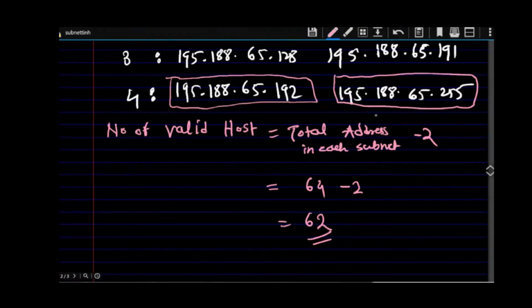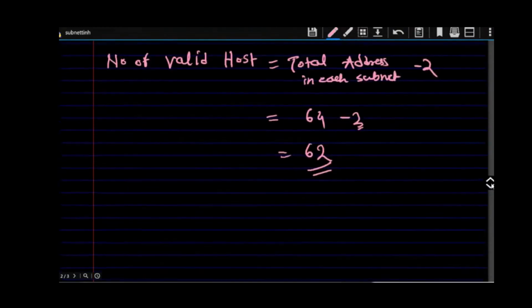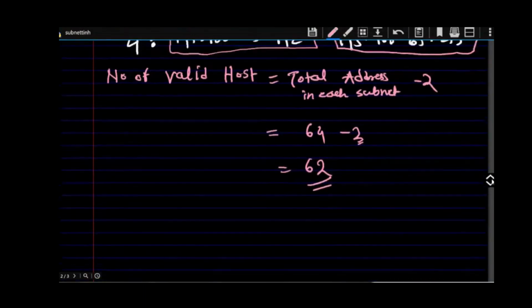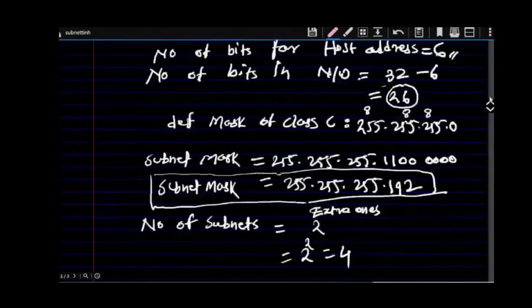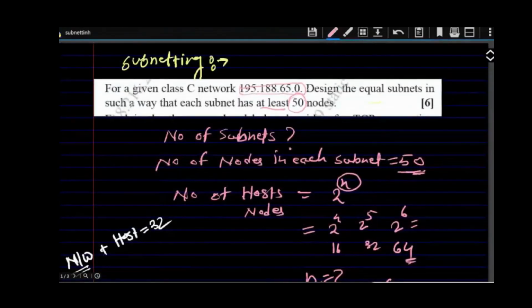So the total number of valid hosts, meaning how many addresses you can actually assign to computers, is 64 minus 2. This minus 2 means the network address and the broadcast address. So the total number of valid hosts is 62. These questions will be asked on subnetting. I hope the idea is clear to you. Here we took a reverse example: the number of nodes was given instead of the number of subnets, so with the number of nodes, we found the number of subnets.